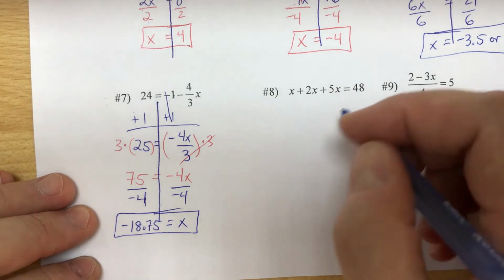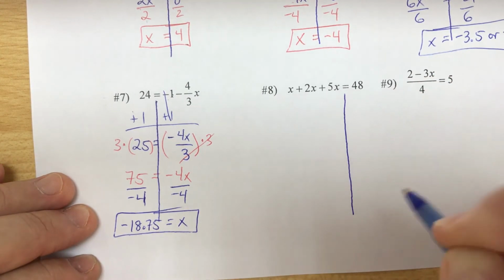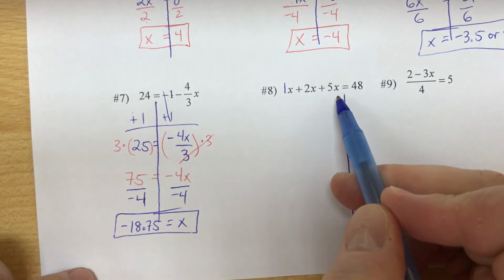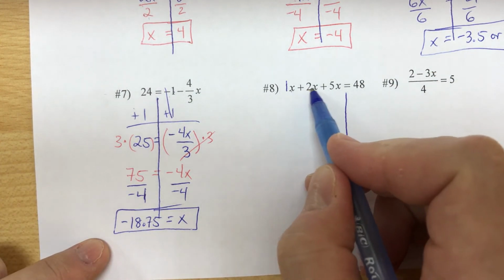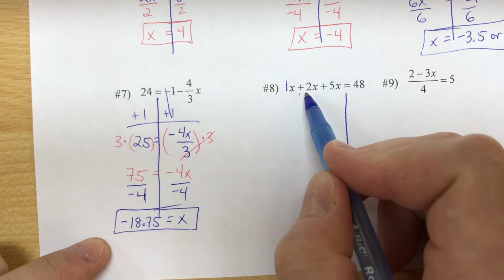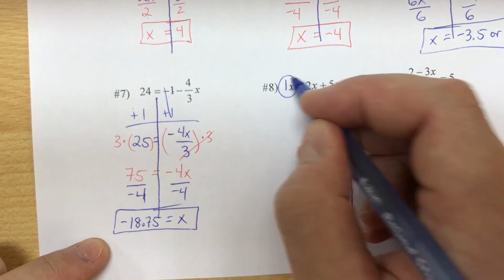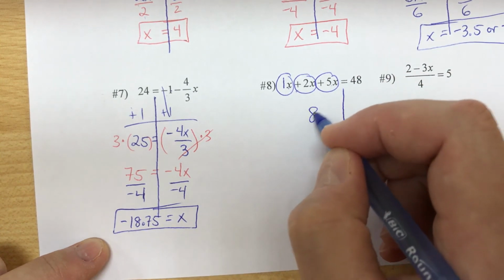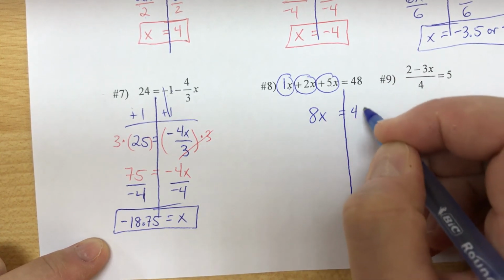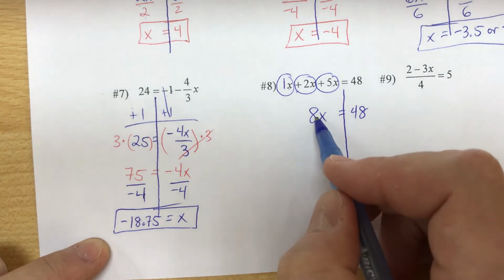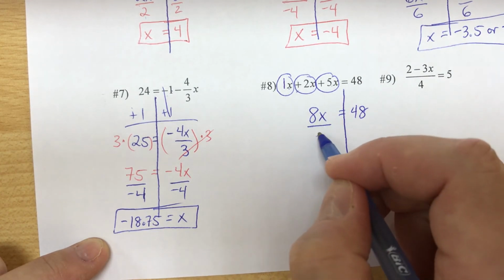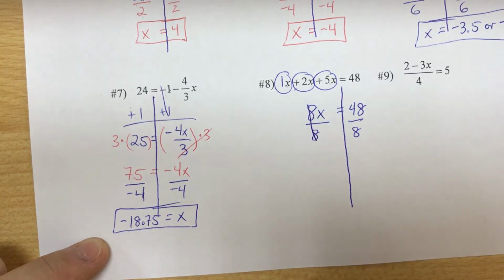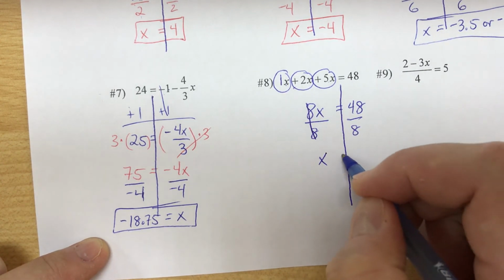Now let's see. Number 8. It's a good problem. 1x plus 2x plus 5x is equal to 48. Well, these are like terms and they're on the same side. So before we try to move anything, let us combine those and we get 8x equals 48. Now all we have is the coefficient. We'll divide by 8 to undo that multiplication. 8 divided by 8 is 1. So 1x equals 6.